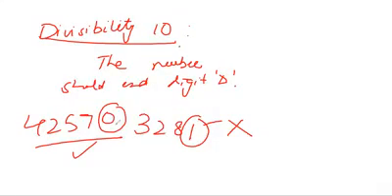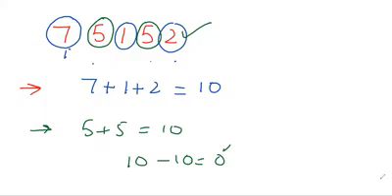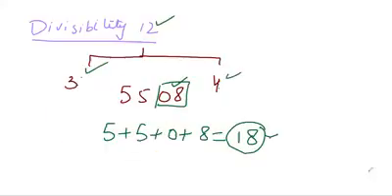Divisibility by 10, the last digit should be 0. Divisibility by 11, add the numbers at odd places and add the numbers at even places and subtract both of them. You should get 0 or a number divisible by 11. And the last one, the divisibility by 12. The number should be divisible by 3 and divisible by 4. If such is the case, then the number is divisible by 12.